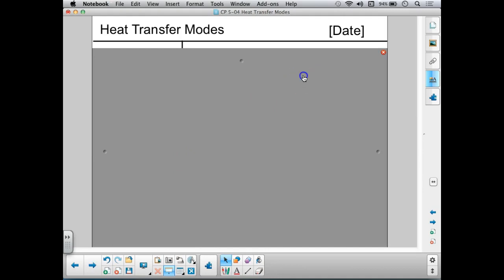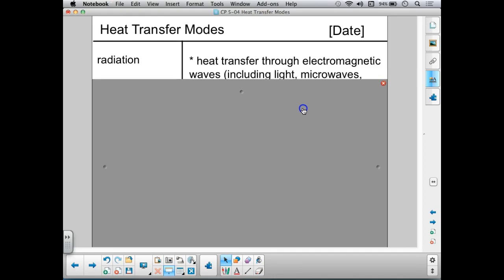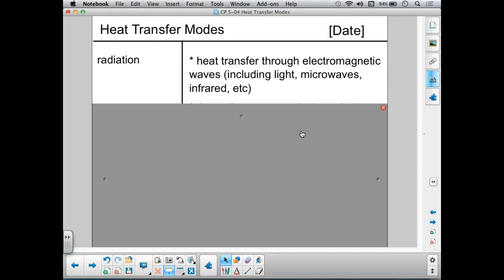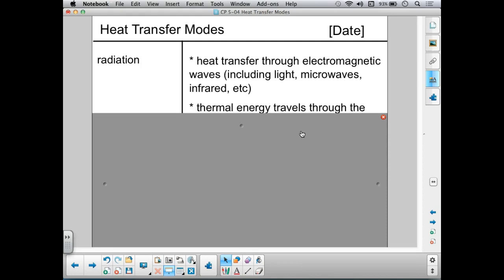Let's take a look at the last form of heat transfer, which is called radiation. Radiation is heat transfer through electromagnetic waves. We have not studied electromagnetic waves yet. We will in a later unit. But for now, we can think of electromagnetic waves as light, microwaves, infrared waves, X-rays, basically anything that normally moves invisibly through the air or through nothingness at all, that we can't see, but we know there's energy moving from place to place. We can call that radiation.